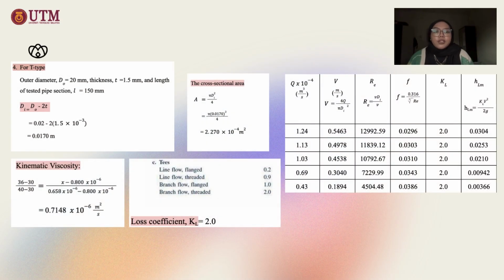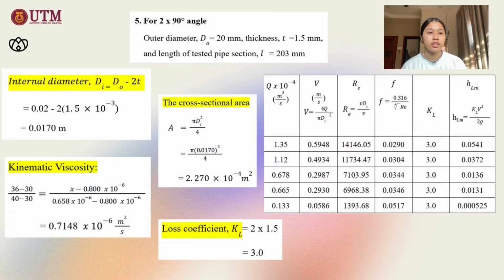The working for the T-type branch is basically the same as the third one, but what's changing is only the data result obtained. For 90-degree angle bends, we calculated the internal diameter by subtracting the thickness from the outer diameter, and then we calculated the kinematic viscosity to get the Reynolds number. We calculated cross-sectional area, A, and we got the KL value from the table, which is 1.5, but since it has two 90-degree angle bends, we multiply it by 2. Since we have the kinematic viscosity and the velocity, we can calculate the Reynolds number to be used to calculate the coefficient of friction, which is F.